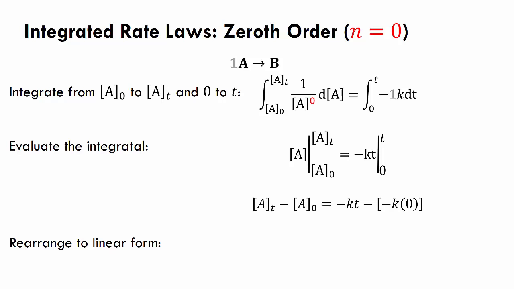We can rearrange this equation into what will be its linear form. Here we have the concentration of A at time t is equal to -k times t plus the concentration of A at time 0. If we plot the concentration of A at time t as our y values, and the time t as our x values, we will get a linear plot where the slope m is equal to -k, so the negative rate constant for our reaction, and the y-intercept is equal to the concentration of A at time 0.